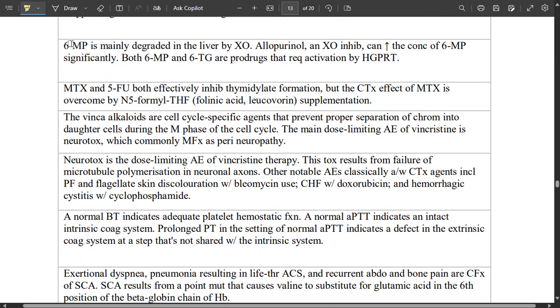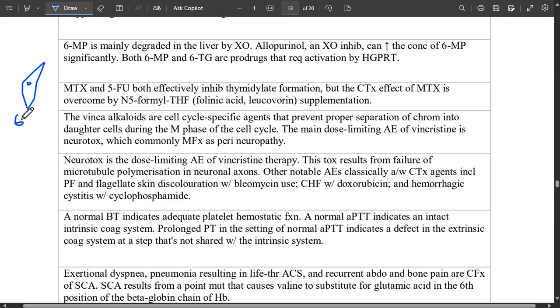Now the next point is all about 6-mercaptopurine, 6-MP. 6-mercaptopurine is mainly degraded in the liver by xanthine oxidase. So there's an enzyme in the liver. Let's draw a liver, with the enzyme XO, the xanthine oxidase enzyme in the liver.